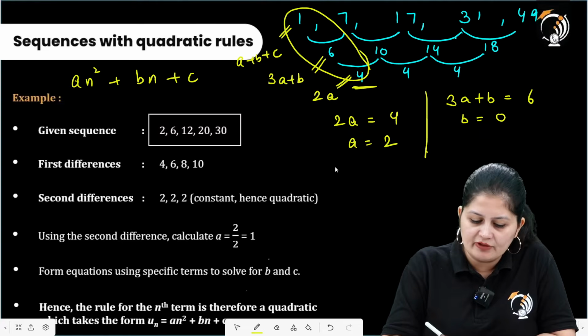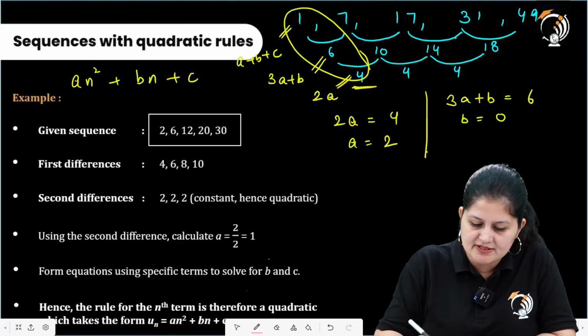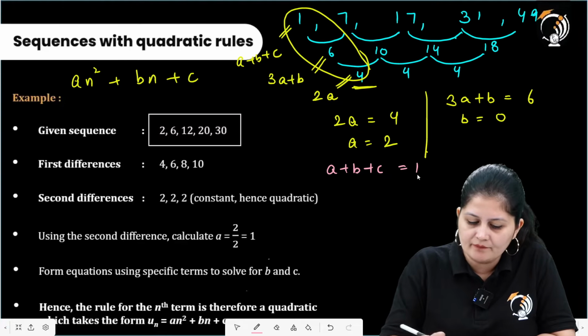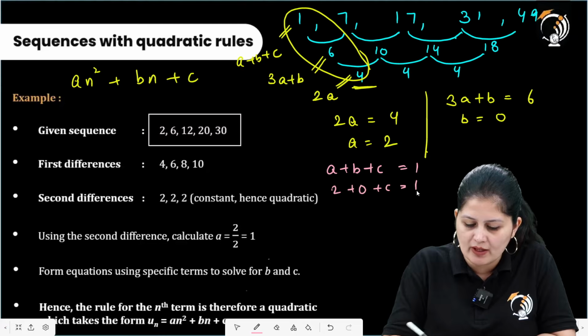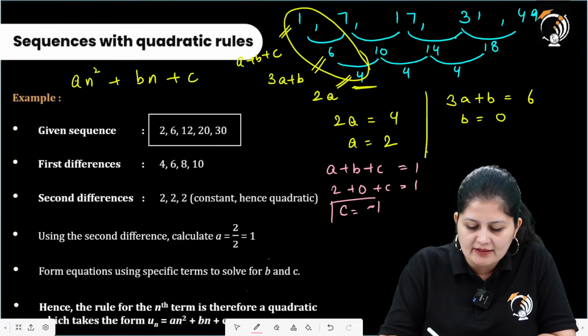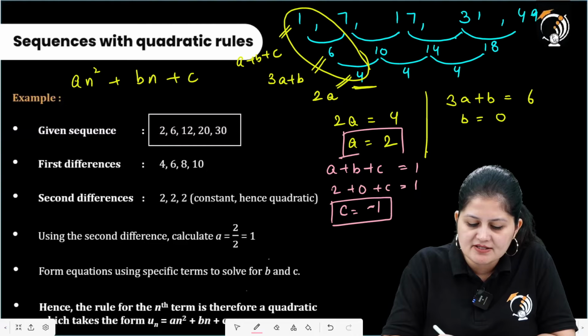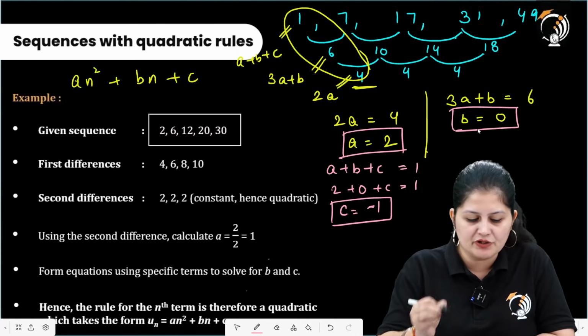Further, we know that a plus b plus c is equal to 1. So, a is equal to 2, plus b is equal to 0, plus c is equal to 1. So, we are getting the value of c as minus 1. So, by that we have got the values of a, b and c. So, we can substitute them in the formula.